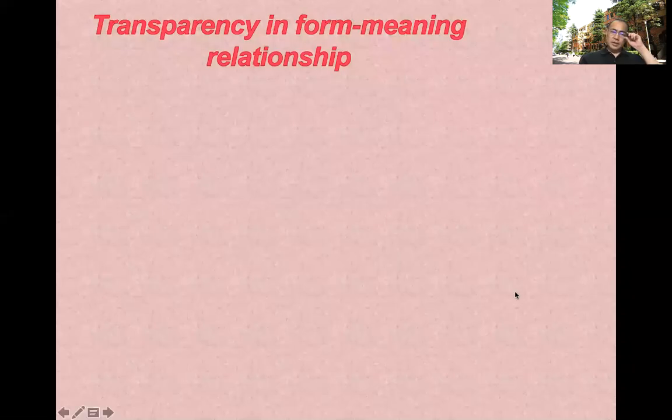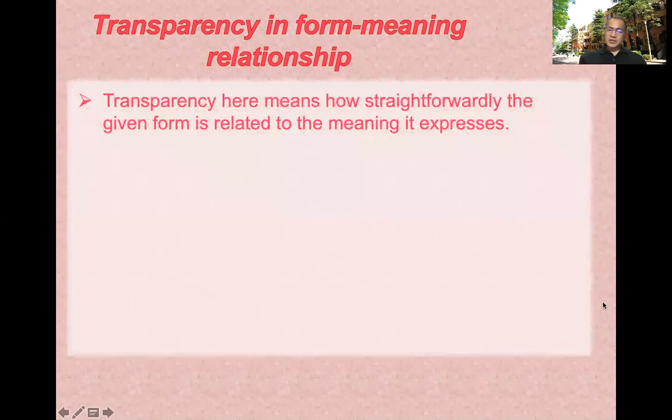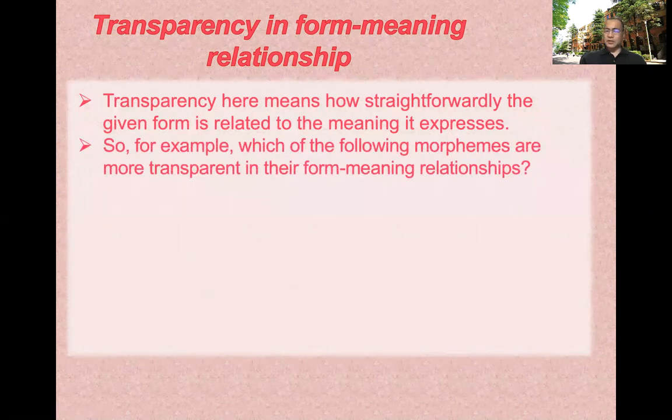Okay, how about this? Let's focus on transparency in form-meaning relationship. Transparency here means how straightforwardly the given form is related to the meaning it expresses. So in order to acquire language, what learners have to do is think about the meaning, and then attach it to the form that expresses the meaning. That is known as form-meaning relationship. So the more straightforward the relationship is, the easier it is usually to acquire that morpheme, right?